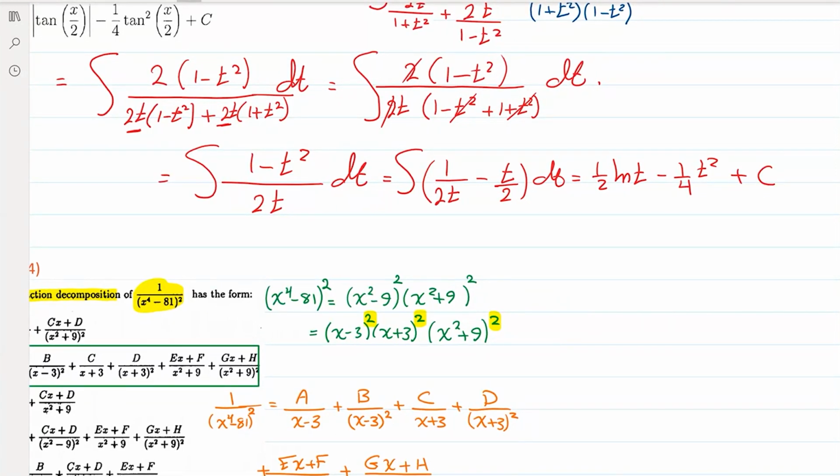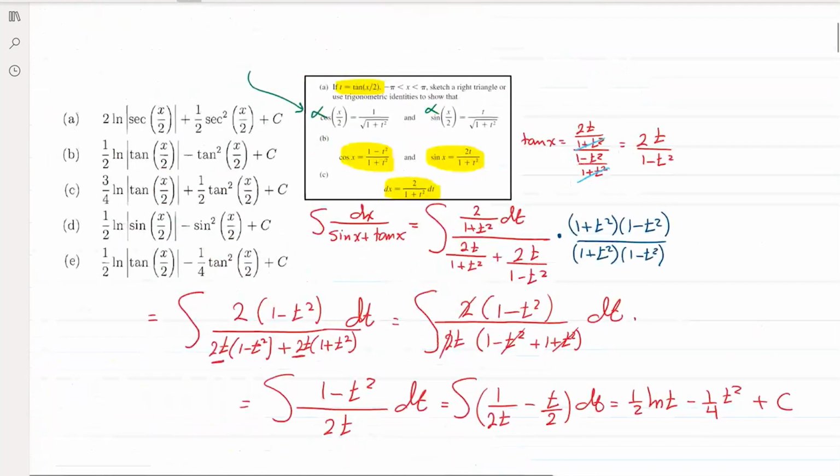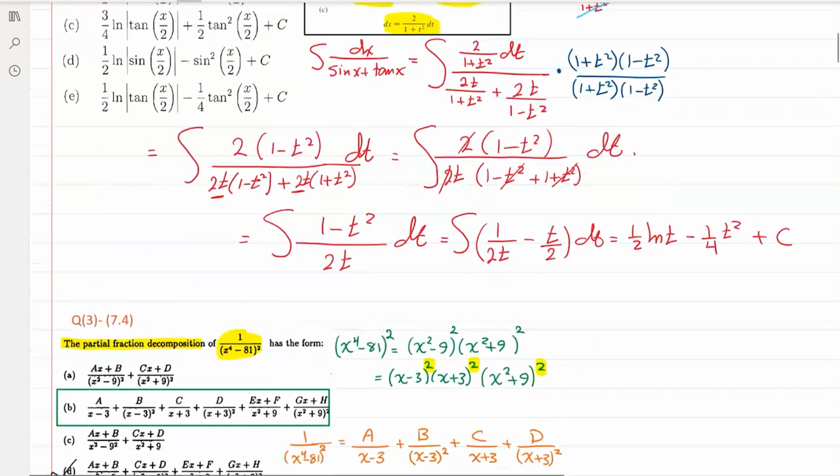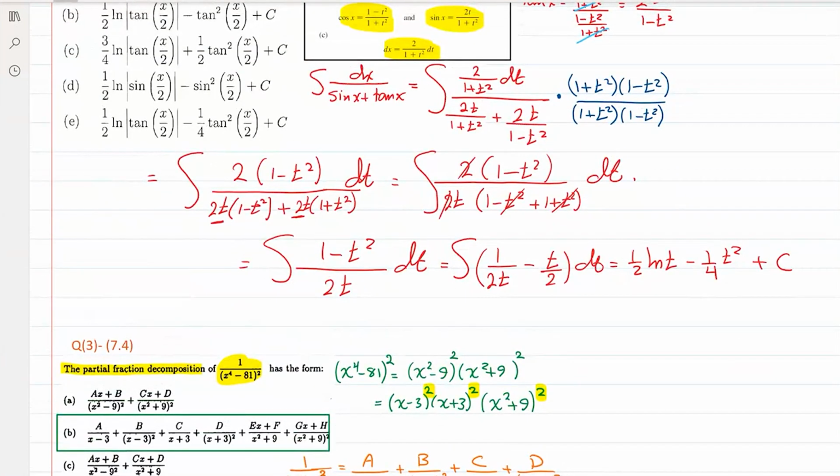Now, this is my integral. But what is t, guys? What is t? From the question, t equals tan x over 2. Because I don't know if this t is positive or negative when I integrate it, I have to put absolute value, right? Correct, guys? Are you with me or not? Then absolute value of t. Correct. So substitute back the value of t, which is tan x over 2.